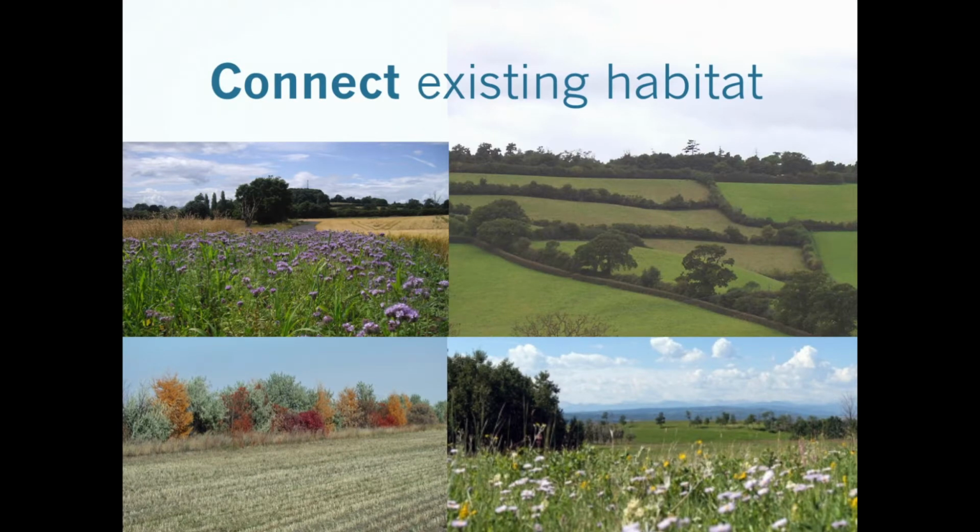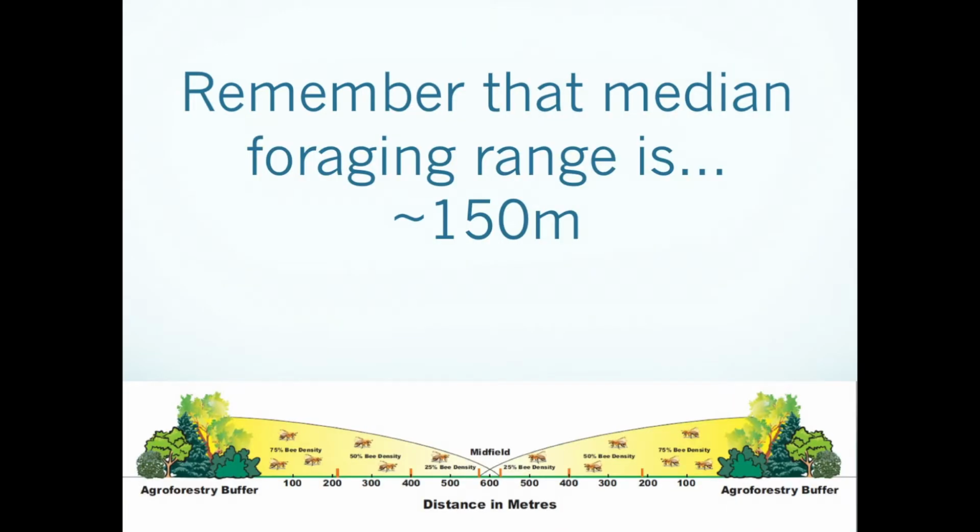So as you start to design this habitat by planting diverse flowers and species and planting trees and shrubs to add that habitat complexity, your habitat will only be colonized if the beneficials can travel to it, and they'll be able to travel to it much better if you connect it to existing habitat. And then the final thing to keep in mind is that I was mentioning that the median foraging range is about 150 meters, all right?